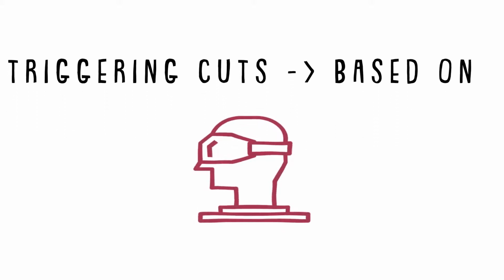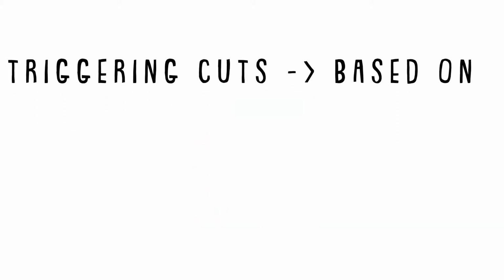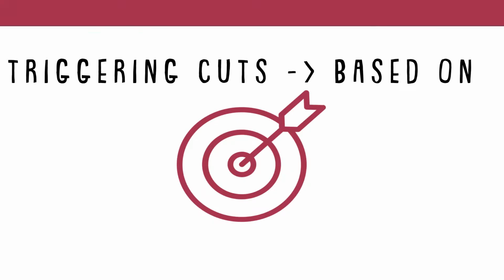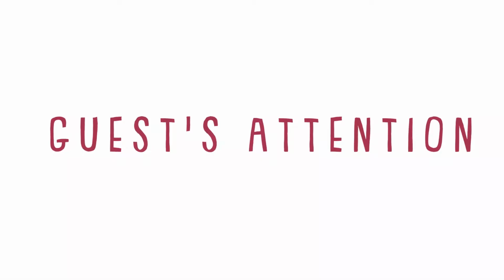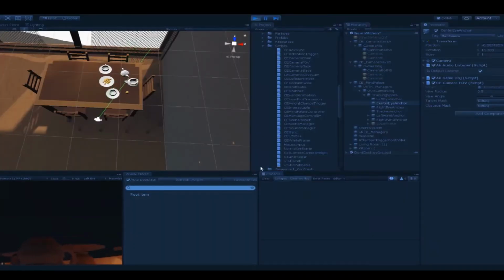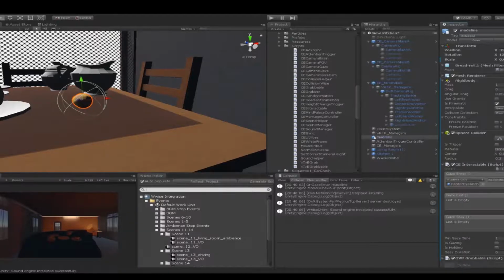We wanted the trigger for these cuts to be based on the information of whether a person's gaze is entering or exiting the target object, and so we developed a tool to help detect what we've termed guest's attention. The tool itself is built around Unity's raycasting system. The script is attached to the main camera in the scene, and the ray is generated from the center eye anchor. From this ray, we defined a range of interactivity such that when the guest picks up an object and moves it within this range, the transition is triggered.